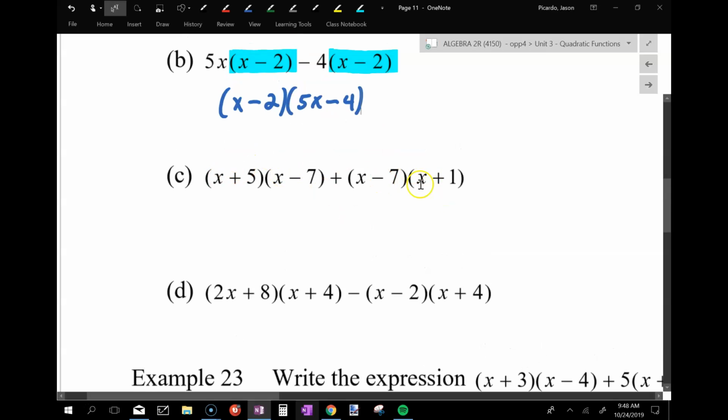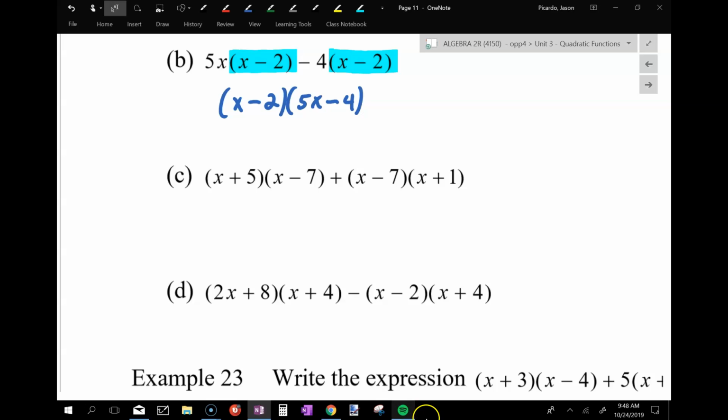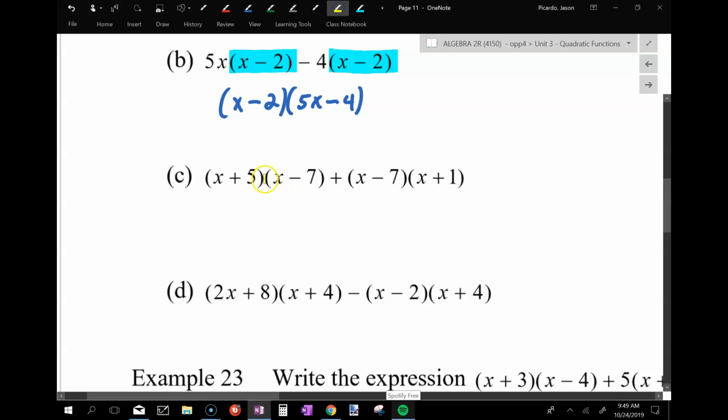What do these both share? An x minus 7. All right, so I have an x minus 7. When I take an x minus 7 out of this, what's left? X plus 5. Plus, when I take an x minus 7 out of this, what's left? X plus 1. Now, in this case, guys, I can actually take some of these things and combine them, right? That gives me 2x plus 6.